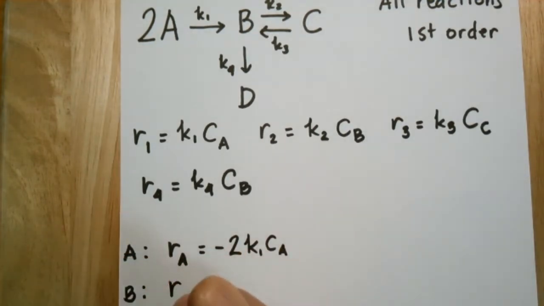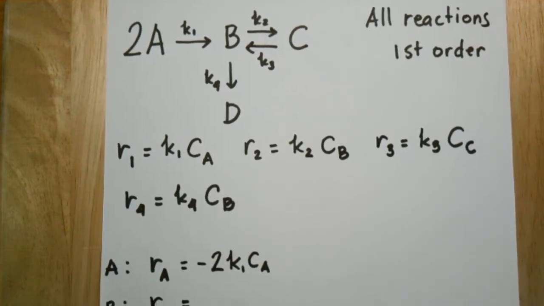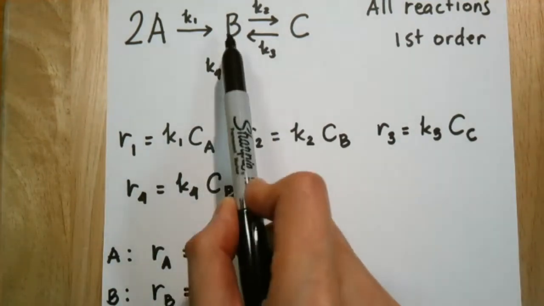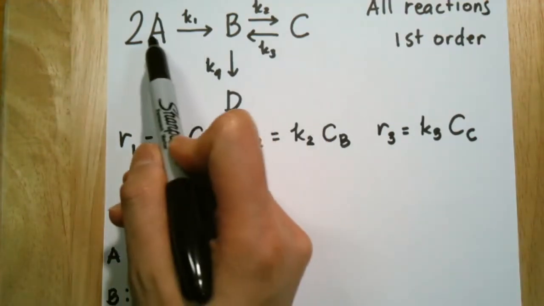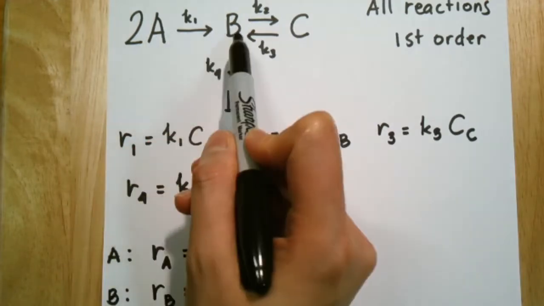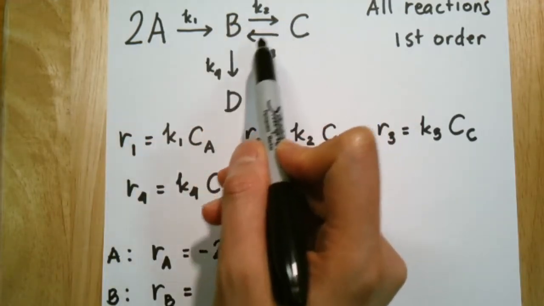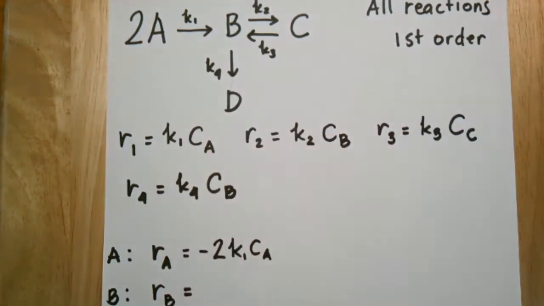Okay, so rate of generation of component B. From the reaction, we can see that component B is involved in 4 reactions. In reaction 1, B is produced. In reaction 2, B is consumed. In reaction 3, B is produced. And in reaction 4, B is consumed.